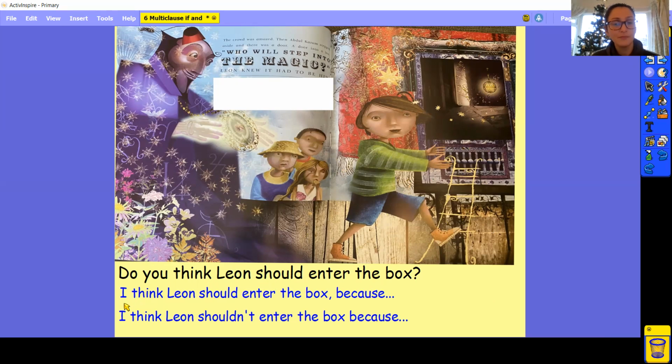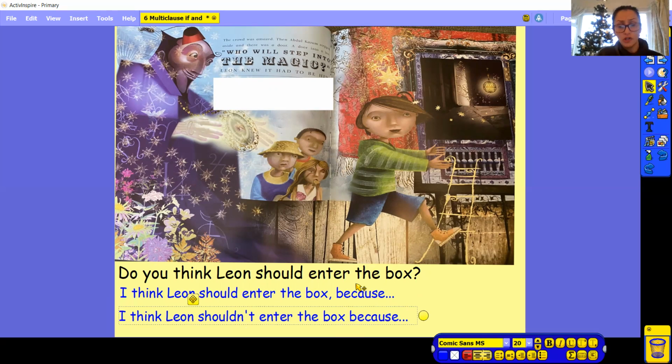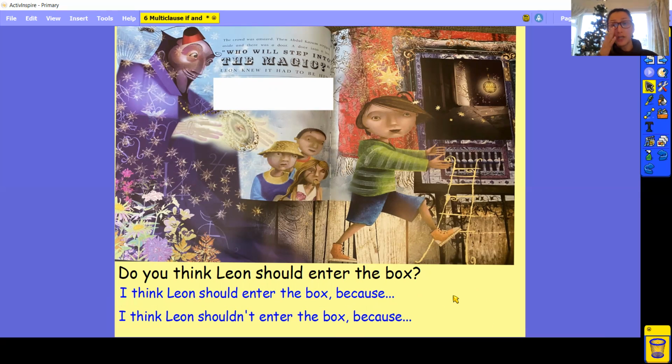So here's your sentence starters. I think Leon should enter the box because, or I think Leon shouldn't enter the box. Do you think it might be a good idea or a bad idea for him entering this box, when he doesn't know what's inside? So have a quick pause, say it out loud, or if you want to, write it down on your sheet at home and you can send it in to me, because I would love to see what your opinions are of Leon and this idea that he's got for going into this box.